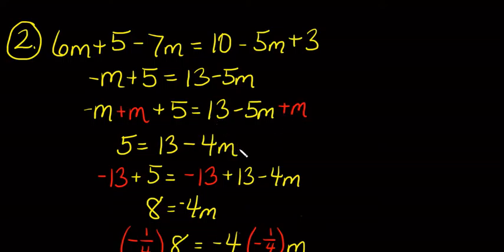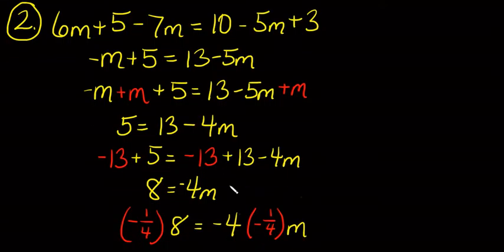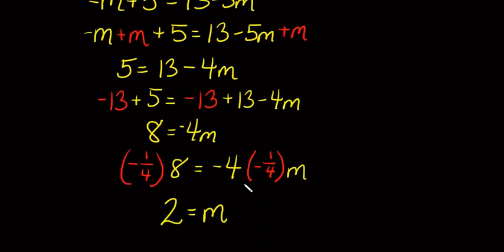Now I want to move my constants over to the left hand side, so this is a positive 13, so I want to add a negative 13. So I'm going to take 13 away from both sides, and when I do that, I have 8 equals negative 4m. And then, as you know, I'm going to multiply by its reciprocal to get rid of it over here with my m. I have to do the same thing to the other side, and since this is a whole number, I can say yes, that I'm dividing by negative 4. And when I do that, I have 2 that is equal to m.